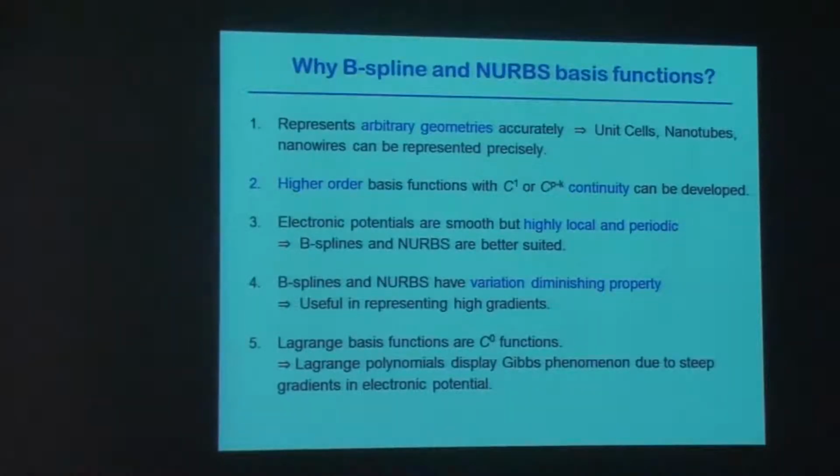So although we want to use the finite element framework, we do not want to use Lagrange basis functions. That's why I put it at the bottom. Lagrange basis functions lead to C0 continuity, and C0 continuity means that your functions are continuous, but the derivatives are not continuous. And if you look at the electronic potentials, especially for electronic structure calculations, these interatomic potentials are very smooth, but they're very localized.